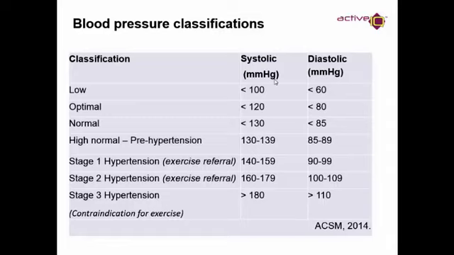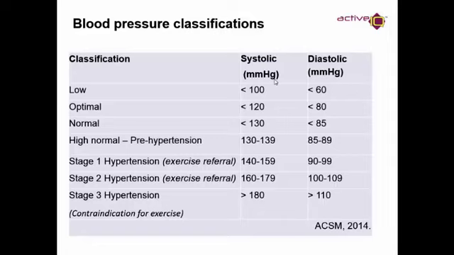We have optimal blood pressure, which is 120 over 80. That's the perfect. That's what we're looking for. Okay, 120 over 80. That's an excellent reading. We then have normal blood pressure. So 130 over 85 would be normal. So this person, they're healthy. They've not got any sort of conditions.